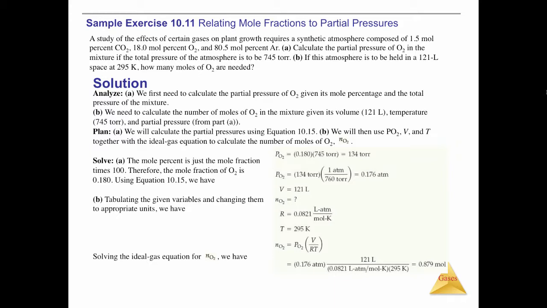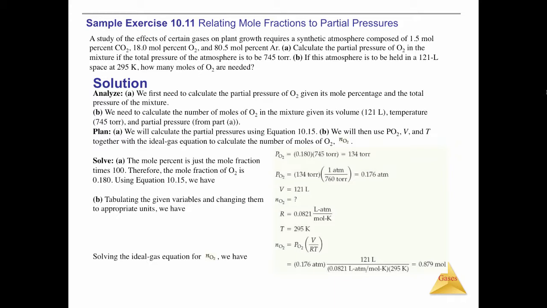We first need to calculate the partial pressure of oxygen, given its mole percentage and the total pressure of the mixture. We need to calculate the number of moles of oxygen in the mixture, given its volume, 121 liters, temperature, 295 Kelvin, and partial pressure from part A. We will calculate the partial pressures using equation 10.15. We will then use the pressure of oxygen, volume, and temperature together with the ideal gas equation to calculate the number of moles of oxygen.